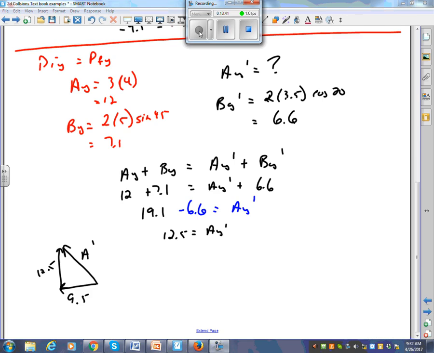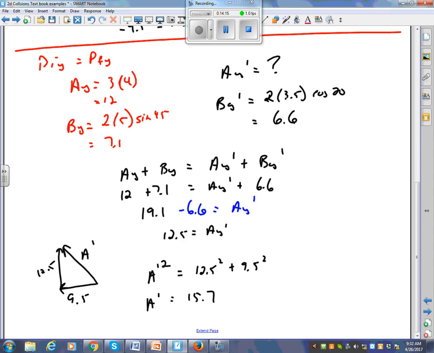So now I'm going to go A prime. Now be careful here. It's A prime squared, I guess, right? Is equal to 12.5 squared plus 9.5 squared. So A prime is equal to, don't forget the square root, 12.5 squared plus 9.5 squared. And then take the square root of that. 15.7. Does that seem about right?